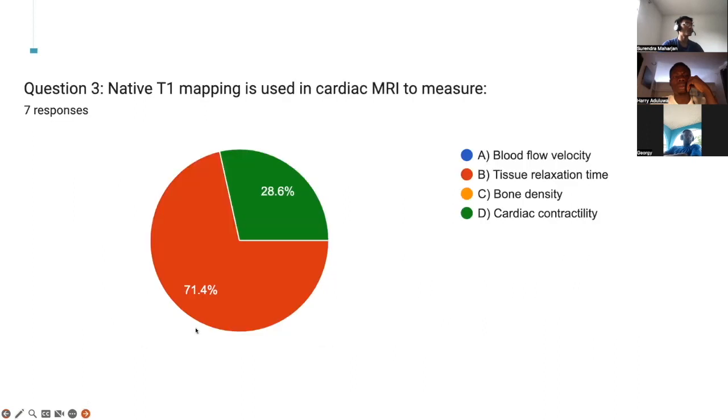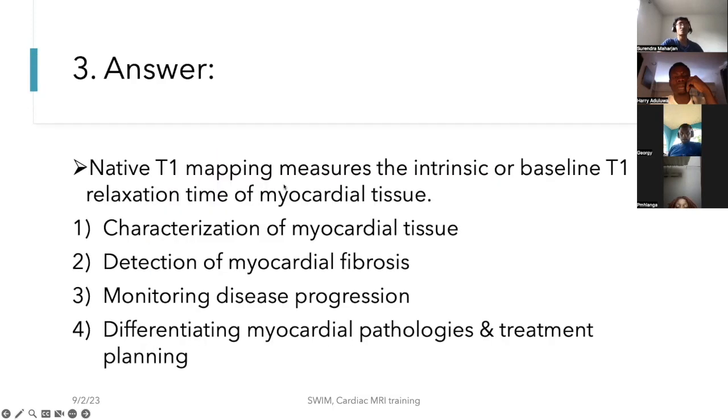So question 3 was, native T1 mapping is used in cardiac MRI to measure. It's tissue relaxation time. Native T1 mapping measures the intrinsic or baseline T1 relaxation time of myocardial tissue, and it's also used to characterize the myocardial tissue, detect myocardial fibrosis, monitor disease progression, and differentiate myocardial pathologies and treatment plan. Please feel free to ask a question when you want.